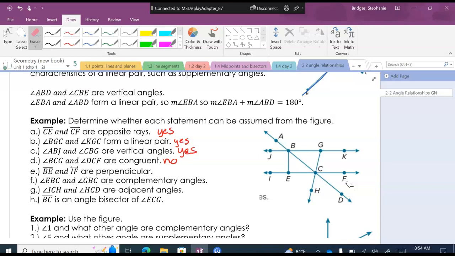Do we have any right angle marks in our picture? No, so let's take a look at it again. It looks like they might be. Here's BE, and then IF. It looks like they might be. However, I don't have enough information to say that they are because I don't have any right angle markings in my picture. So I'm going to have to say no.